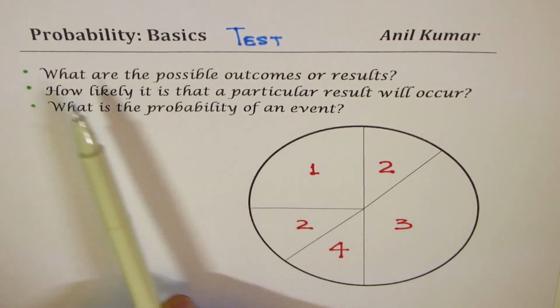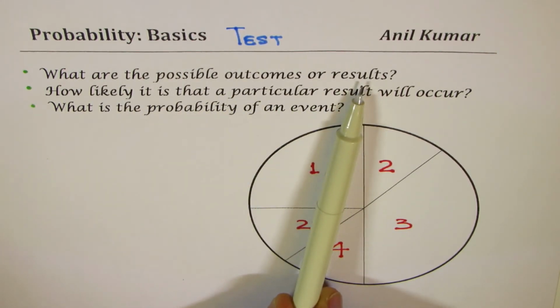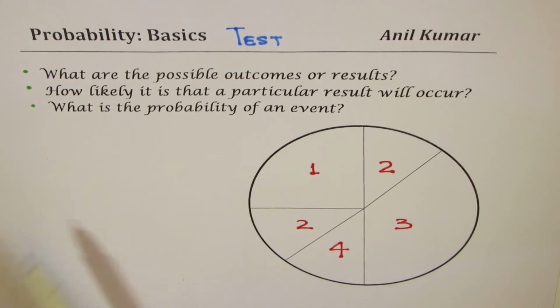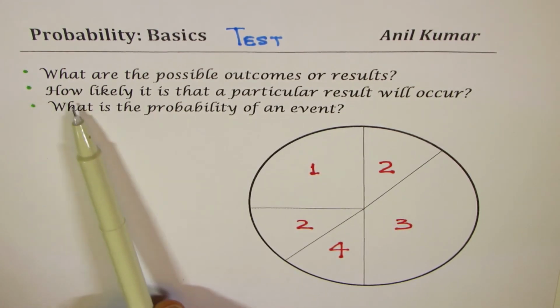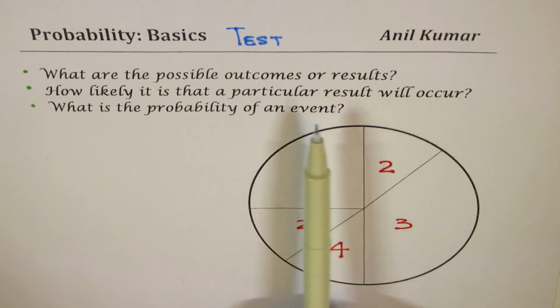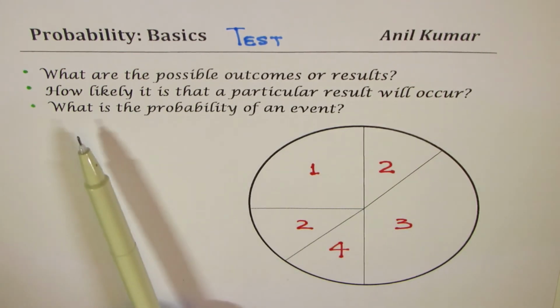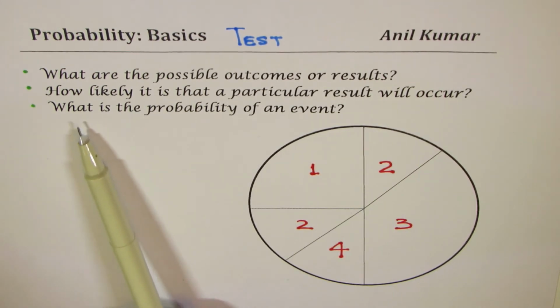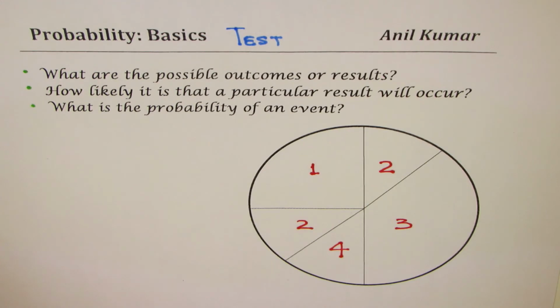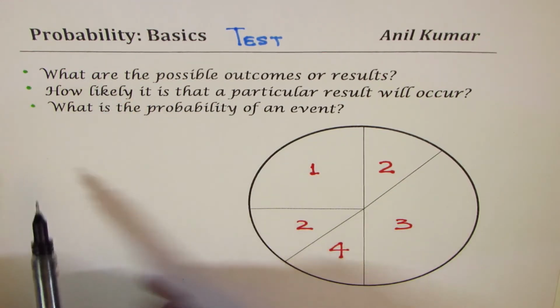Question number 1. What are the possible outcomes or results? That is your spinner. Okay. Question number 2. How likely it is that a particular result will occur? You have to define your result and then write the answer. Last question here is, what is the probability of an event? So what I'll do here is, I'll write the event for you. And then based on that event, we'll go backwards and answer all the questions, right?